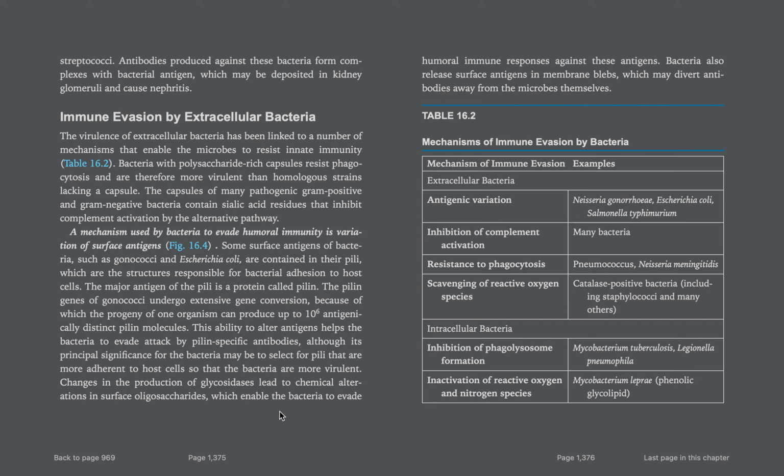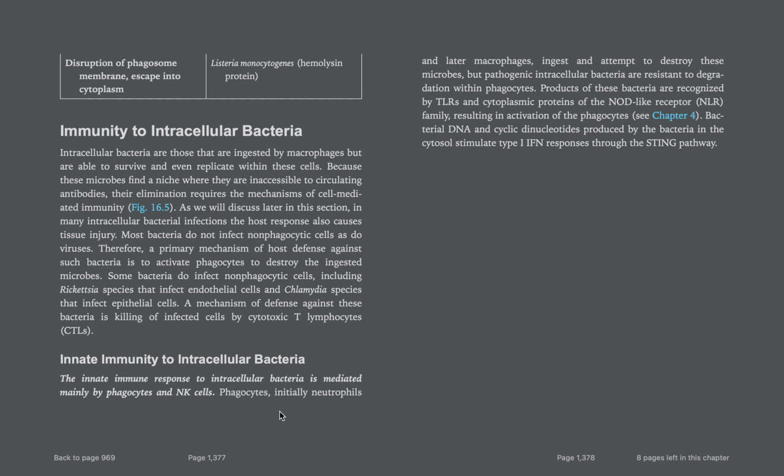For intracellular bacteria: inhibition of phagolysosome formation, for example Mycobacterium tuberculosis and Legionella pneumophila. Inactivation of reactive oxygen and nitrogen species, Mycobacterium leprae, phenolic glycolipid. Disruption of phagosome membrane and escape into the cytoplasm, for example Listeria monocytogenes, which disrupts the phagosome membrane and escapes into the cytoplasm.